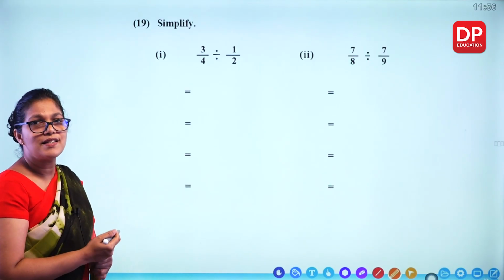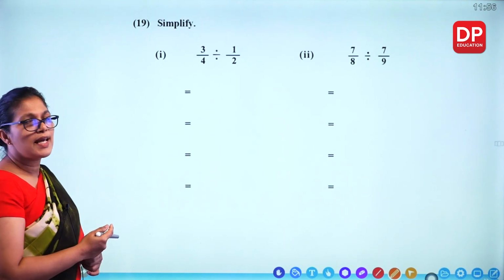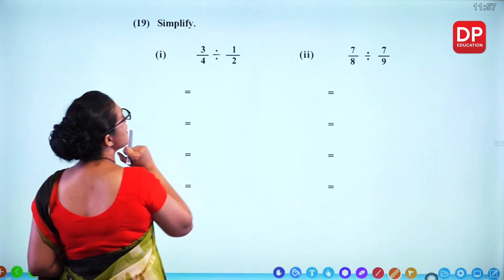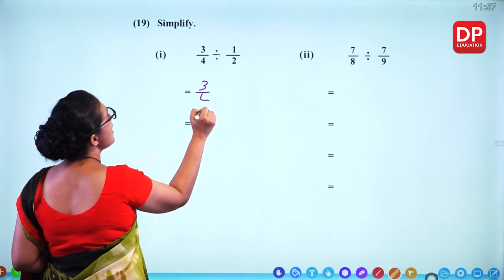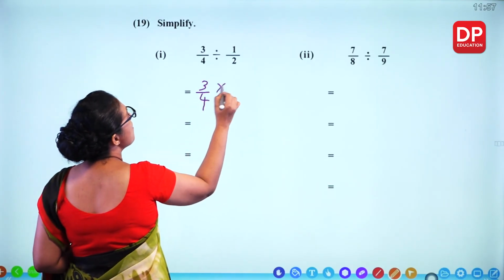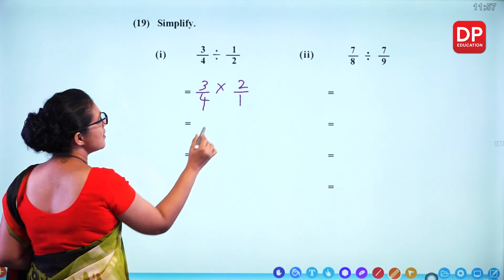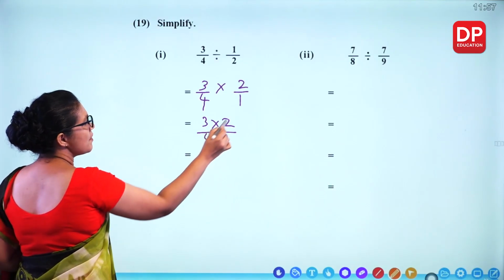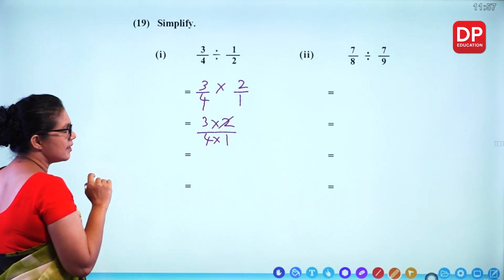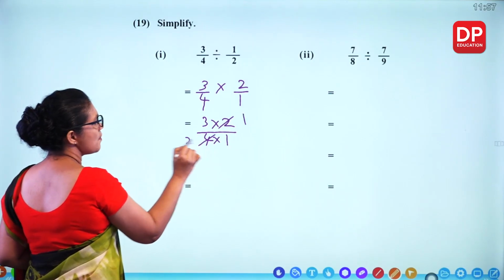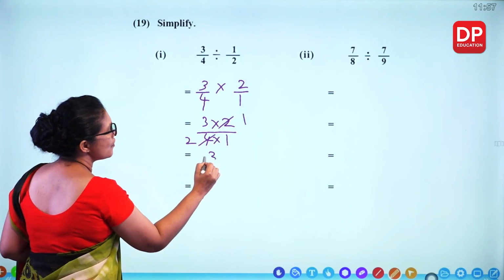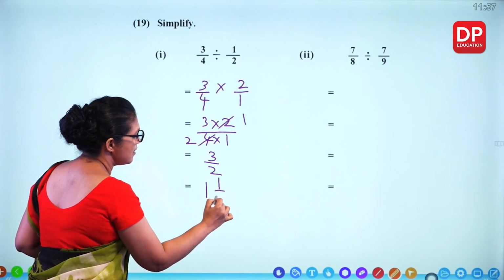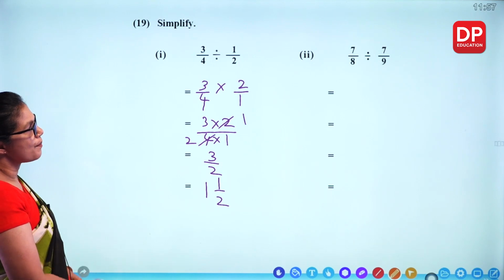Now you get division. What do we do? Take the multiplication with the reciprocal of the second fraction. So 3/4 are there. Multiply by 2 over 1. Multiply the numerator separately and simplify. 2 times 1, 2 times 2. 3 over 2. Right, as a mixed number you get 1 and a half.